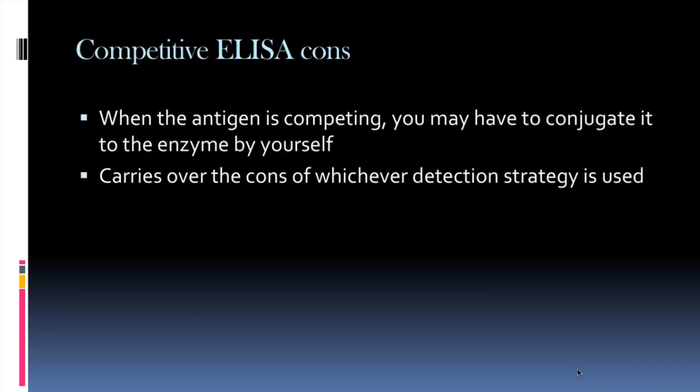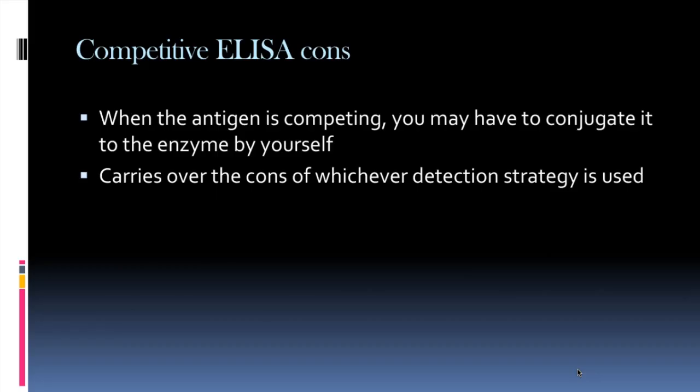So what are some of the cons? When you have the antigen as the competitor, you may have to conjugate it to the enzyme by yourself, so they don't always come combined to enzymes in kits. This, of course, is cumbersome and difficult, and you need the skills to be able to do this. The second con is based on whichever detection strategy you use. If you use direct detection or indirect detection, or the sandwich ELISA method, you're carrying over the cons of whatever that detection strategy is.